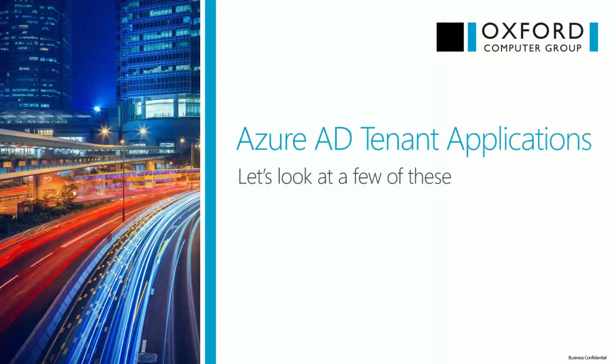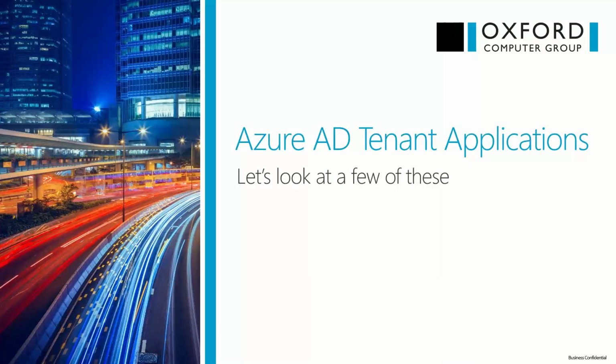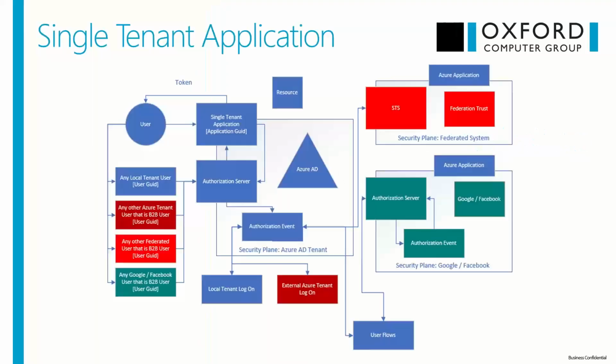So I'm going to look at some of the applications and look at some of the logical diagrams here. I know these look really busy, but this pretty much shows you in a block diagram what's happening. So let's say you have a user, and this is a single tenant application. That means that application is registered in your tenant. That application GUID is only in your tenant. What kind of users can access that?